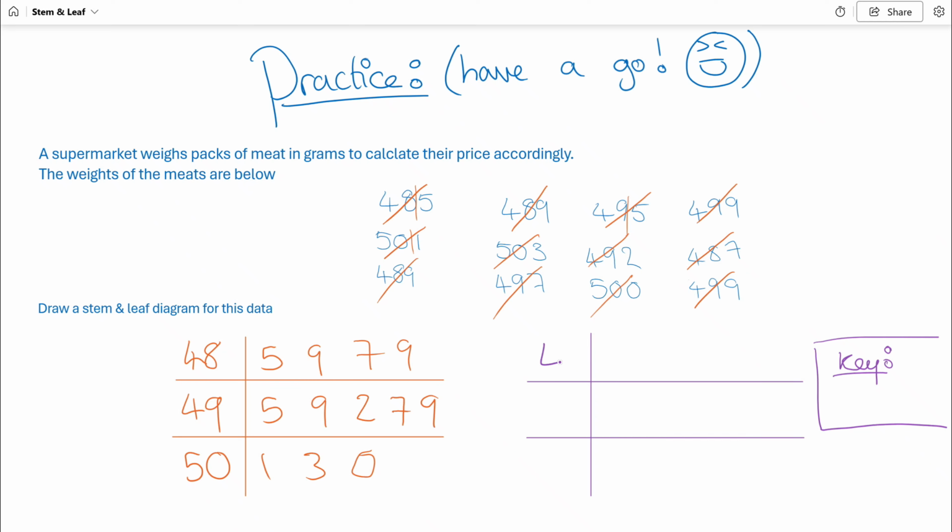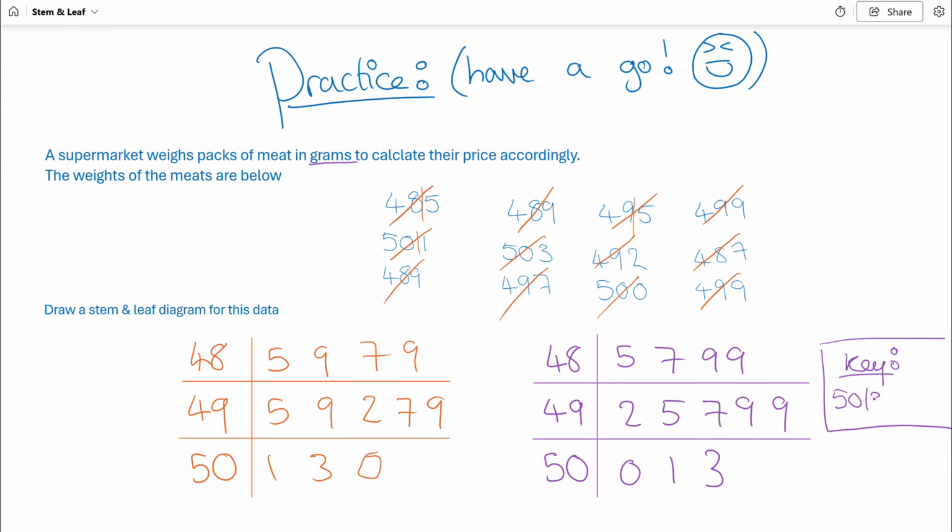We're going to rewrite the stem as 48, 49, 50. And then rewrite the order so that they're in order. Good. All of that's written in. Let's make sure we've got the key. This is when you read the question. The question says it's meat in grams, right? So now we pick any random one. I'm just going to pick the biggest, which is 503. 50 with the line 3 and then put 503 grams. So then the key's there.